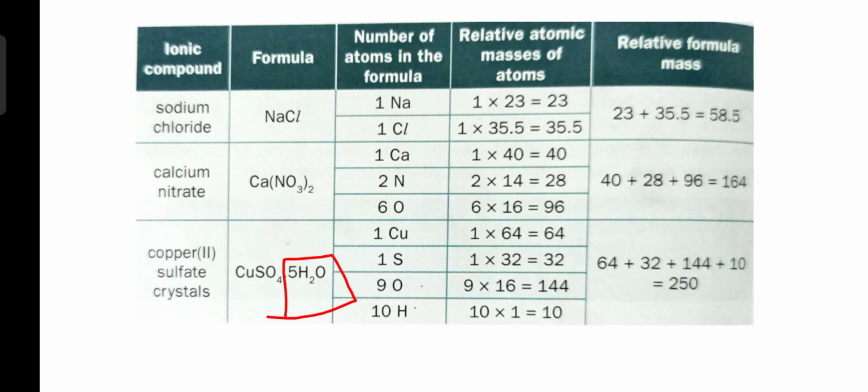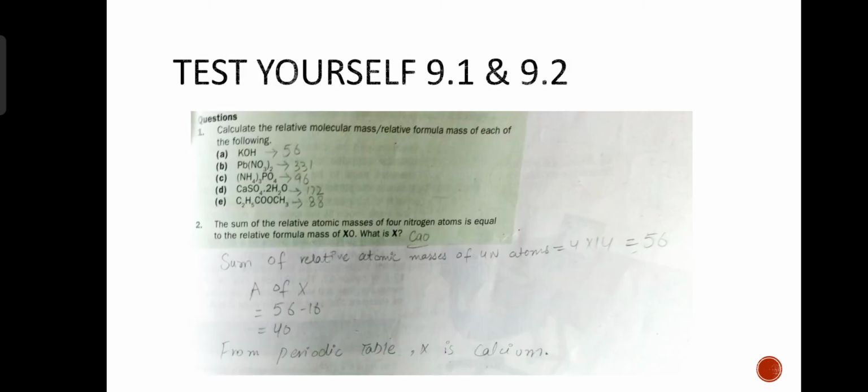So this is how, first, you have to identify the elements that are present in any compound, in any formula, either it is a covalent compound or an ionic compound. Then by using the periodic table, you can write down the relative atomic masses of the given elements, and then you have to multiply the relative atomic masses of the elements with the number of atoms, right? As the number of atoms of oxygen in this compound is 9, you have to multiply the relative atomic mass of oxygen with 9 and you will get the answer 144.